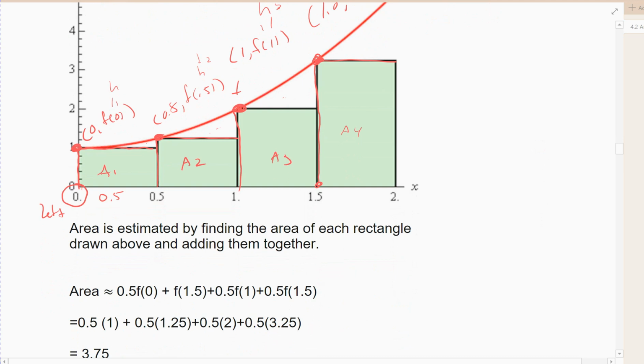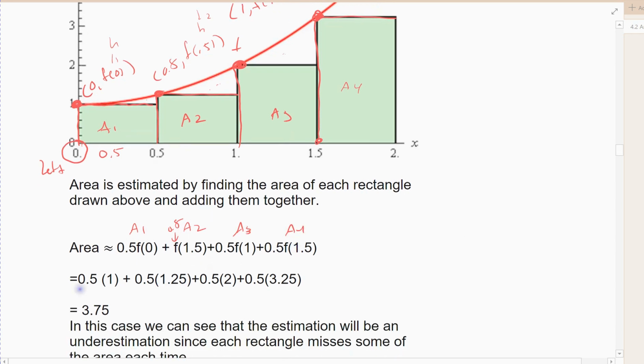Alright. So again, area is estimated by finding the area of each rectangle drawn above and adding them together. This would be area 1, area 2, which I forgot my 0.5 here, area 3, area 4. I have to remember it down here. Area 1 now is 1/2 times 1, right? When I plug 0 into x squared plus 1, I get 1. So there's my first area, 1/2 times 1, base times height. My second area would be 1/2 times 1.25, since this height is at 1.25. My third area would be, well, that height's at 2. And my last area would be, my height's at 3.25.